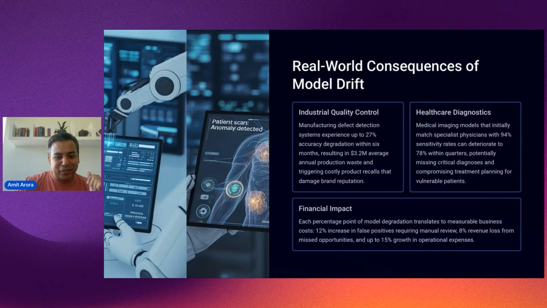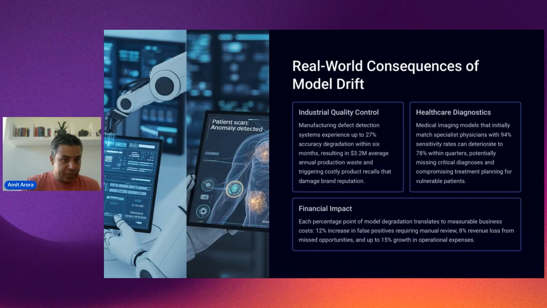So talking about the real world consequences, we talked about the theoretical percentage numbers and all this stuff, but what are the real world consequences? I'm bringing a few examples from different industries, which can help you relate the real world consequences of model drift. If you pick the manufacturing industry, image classification can lose up to 27% accuracy within 6 months. That translates to roughly $3.2 million annual waste, and you can have a bunch of different product recalls.